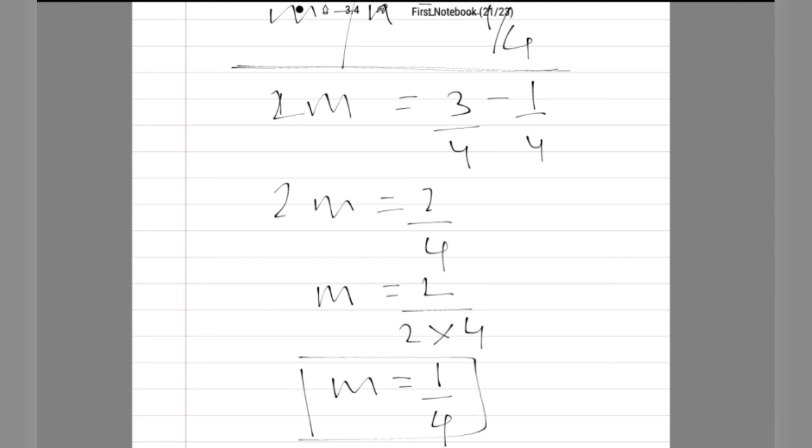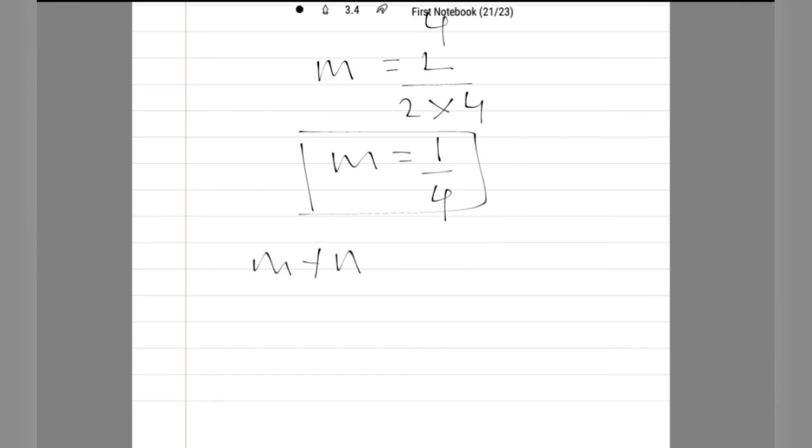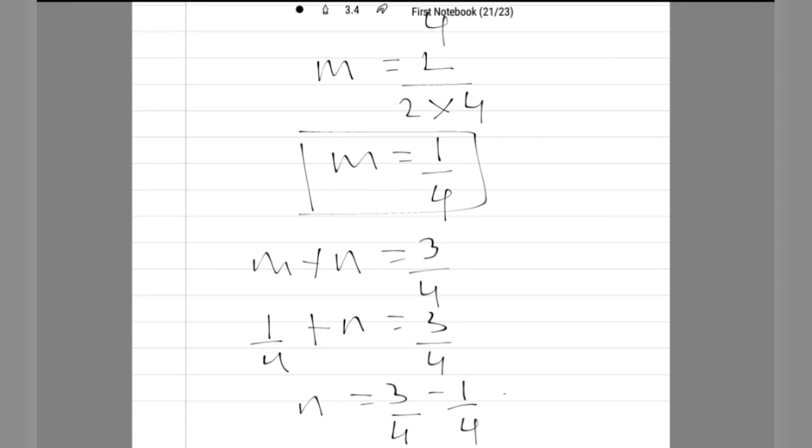Now substituting this value in one of the equations, we take m plus n is 3 by 4. This is our first equation. Substituting this value of m in this equation, 1 by 4 plus n is equal to 3 by 4. So we get the value of n is equal to 3 by 4 minus 1 by 4, which is 3 minus 1 is 2 by 4. Reducing this term, it is 1 by 2. This is what we get: the value of n is equal to 1 by 2.